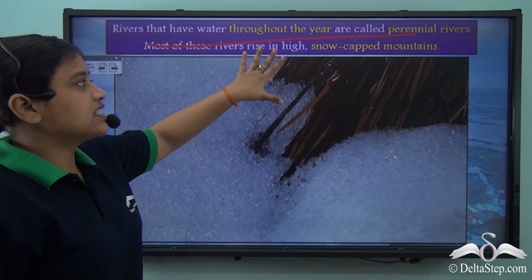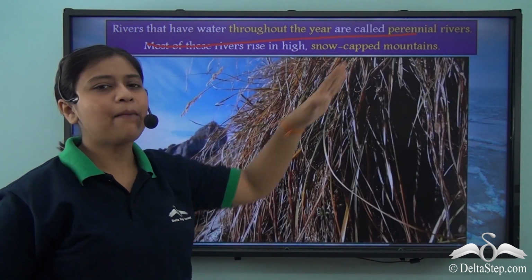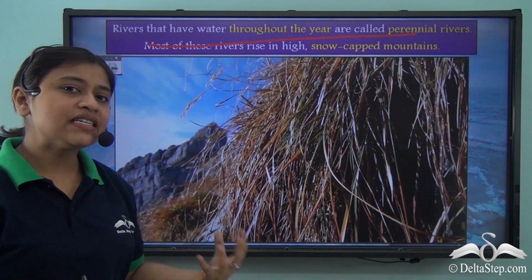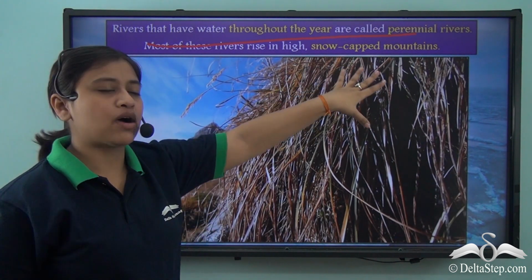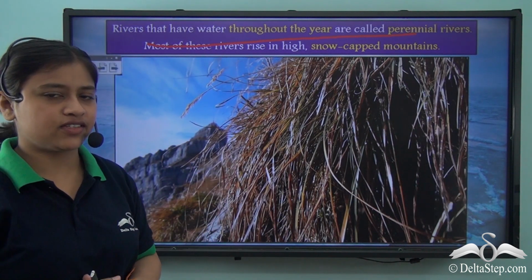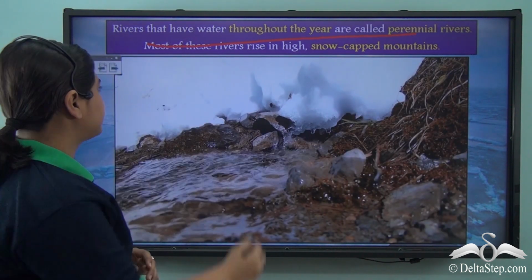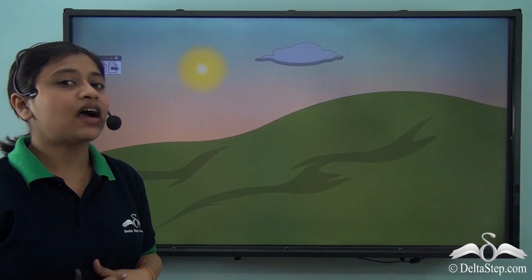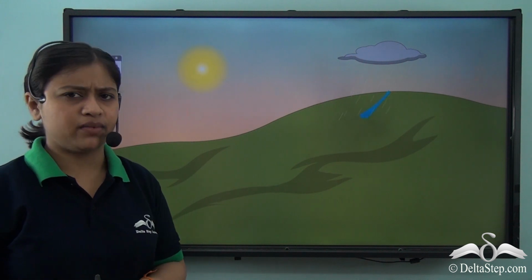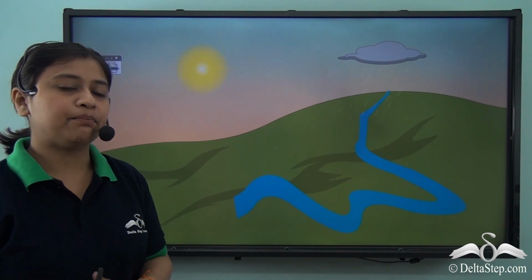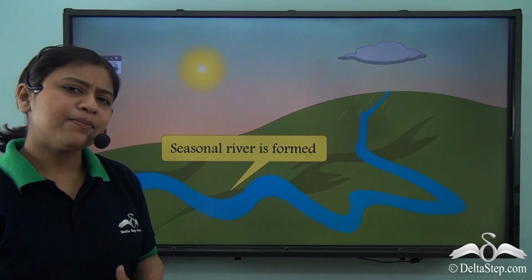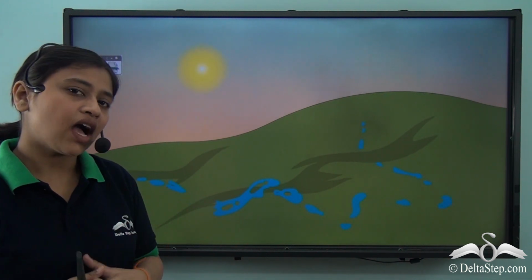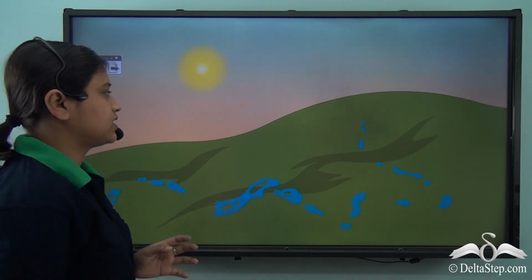Most of these rivers rise in high snow-capped mountains, as you can see here in this video, that the melting glaciers from the snow-capped mountains are feeding these rivers. Now, besides that, there are certain rivers that are not permanent in nature because they are fed by rain. Now, in the absence of rain, they tend to dry up, right? So, they are known as non-perennial rivers.